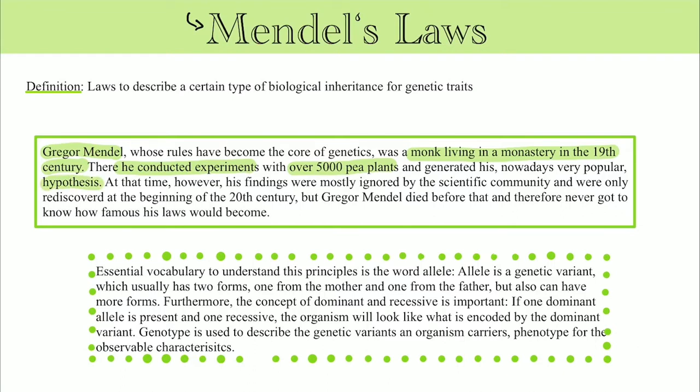He died at the end of the 19th century. His rules were largely ignored and they were rediscovered at the beginning of the 20th century. So he died before he knew how important his rules would become for modern genetics.